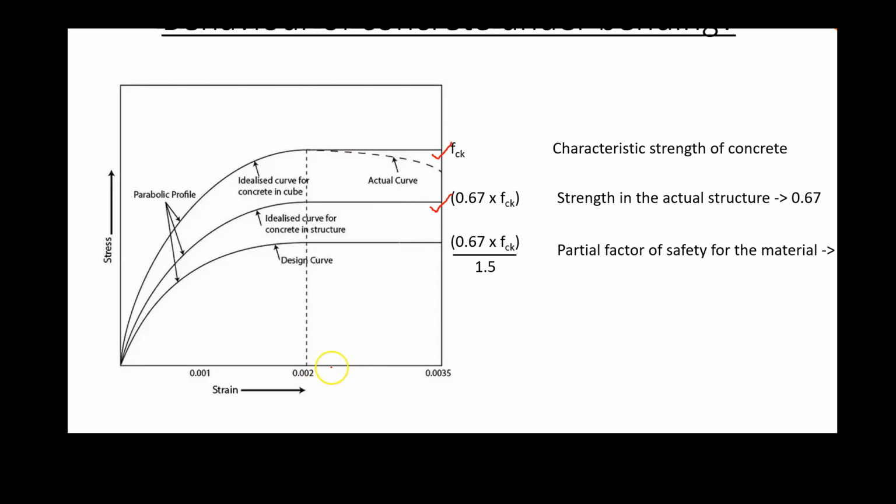So one will ask why this is 0.002 and why this is 0.0035 here. What they did is they tested cubes of different grades and found that around a strain value of 0.002, all cubes invariably attain the peak stress value. So the peak value here, we can see, this is the peak value here, right?